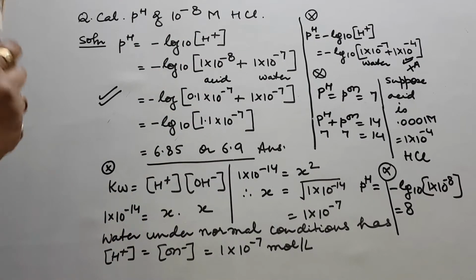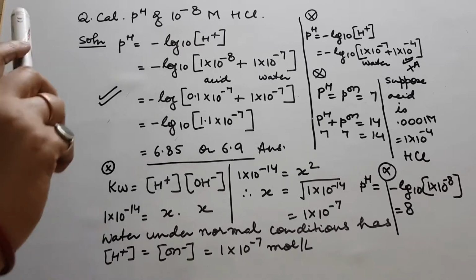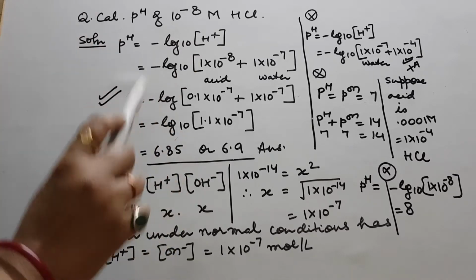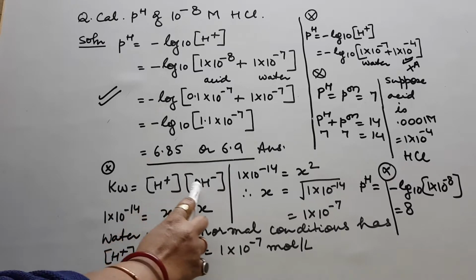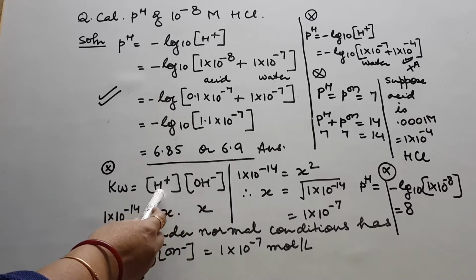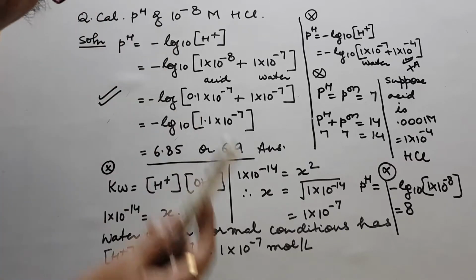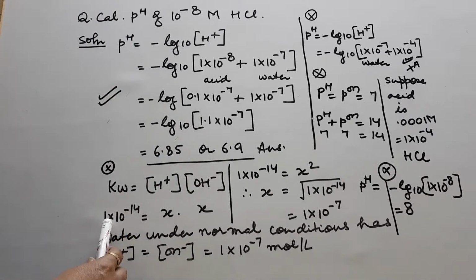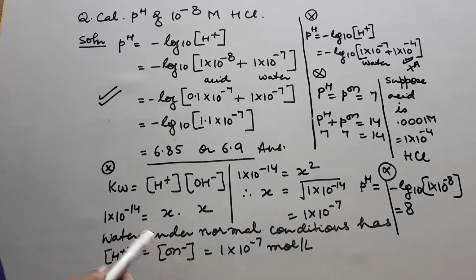Now see children, we know Kw. What is Kw? Ionic product of water. Ionic product of water is equal to H plus and OH minus ions present in water. We know the value of Kw under normal conditions is equal to 1 into 10 to the power minus 14, right? We all know it. We have done it previously.